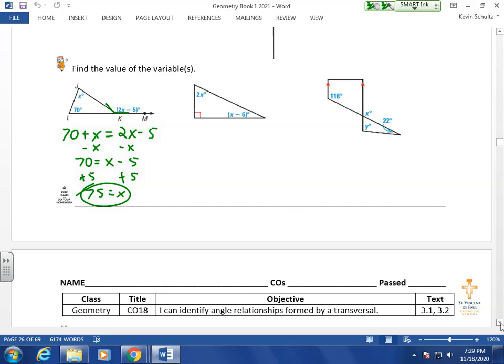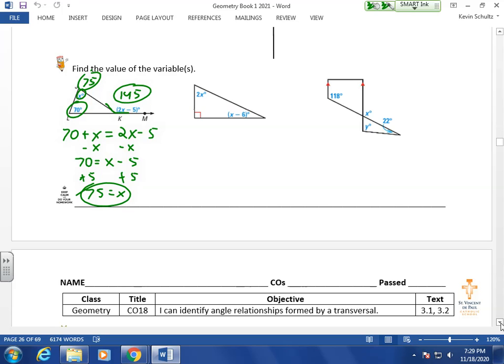How we can check this is by replacing angle x with 75 and plugging 75 in for x and 2x minus 5. That gives us 145, right? 2 times 75 is 150 minus 5 is 145. And does 75 plus 70 equal 145? Yes, it does. So we know that we're right.